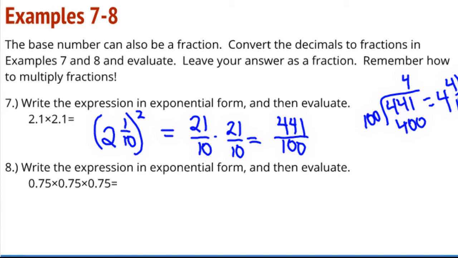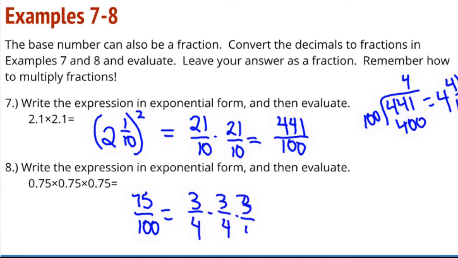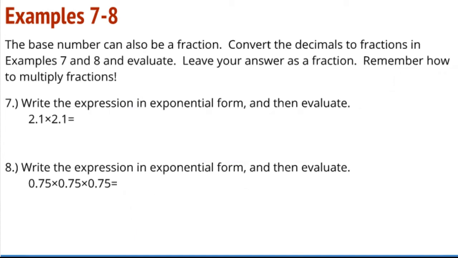Here's a different example with a decimal. We can take this and turn it into 75/100ths. And hopefully your brain right about now is screaming at you, hey, isn't that the same as 3/4? I know my brain is screaming at me. So 3/4 times 3/4 times 3/4. 3 times 3 is 9 times 3 is 27. 4 times 4 is 16 times 4 is 64. So we wind up with 27/64. So we can use exponents with whole numbers, we can use them with decimals, and we can use them with fractions.